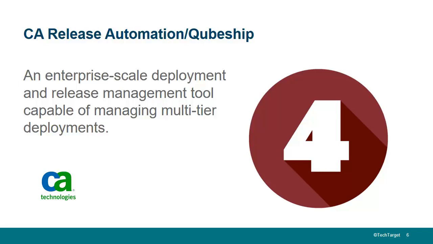And the really hard things, doing the really hard things, are really where enterprise developers cut their teeth. So multi-tier deployments, enterprise scale deployments, release management as well. You know, I think CA release automation, Kubeship, and the various tools that fall under that umbrella are all worth taking a look at.